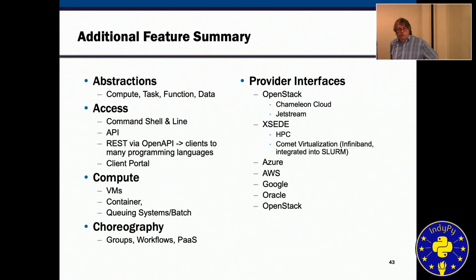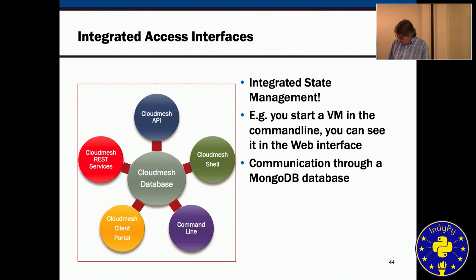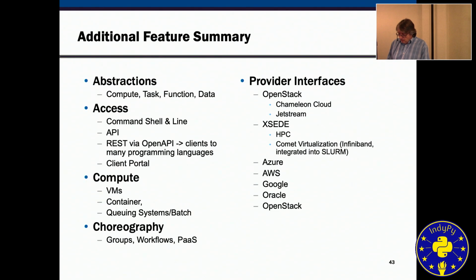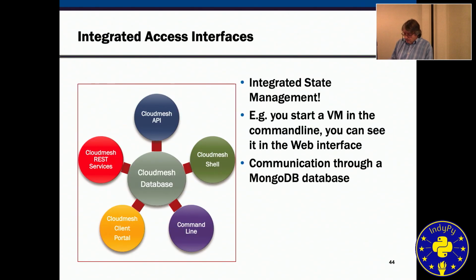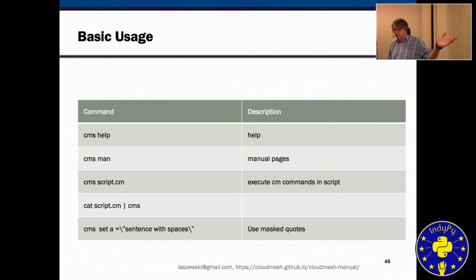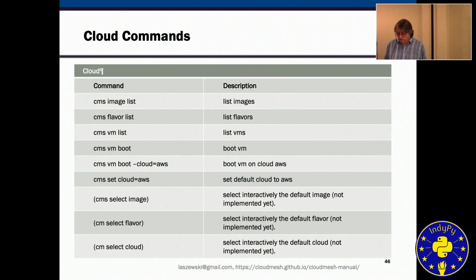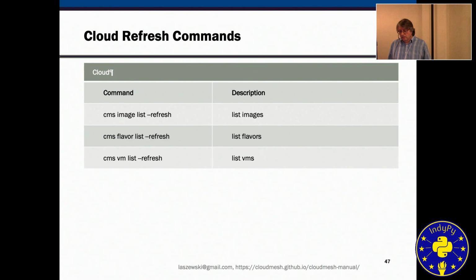So this way we can, for example, say CMS set cloud equal to Amazon, and the next time I invoke that particular command, it actually is doing this. And then you can invoke the shell, which functions just like a MATLAB function. So there's a whole bunch of commands that we can do. You can do manuals and scripts. You can list flavors and set clouds and so forth. You can list the images.